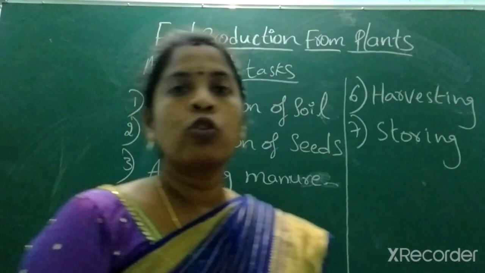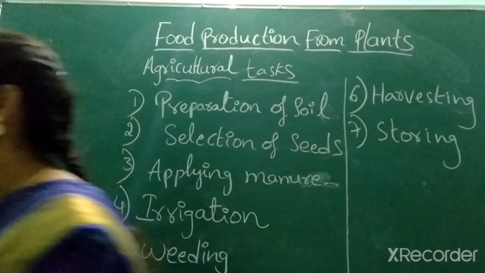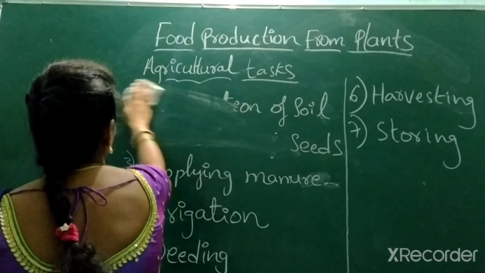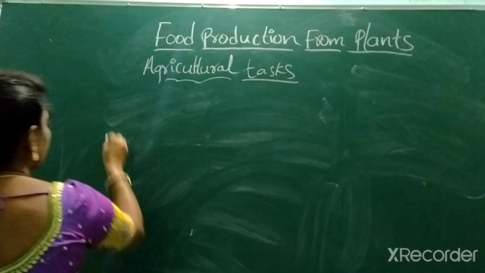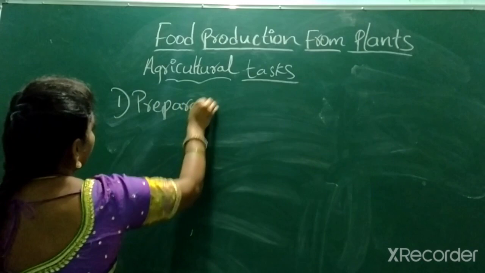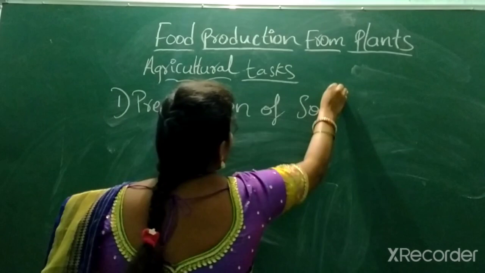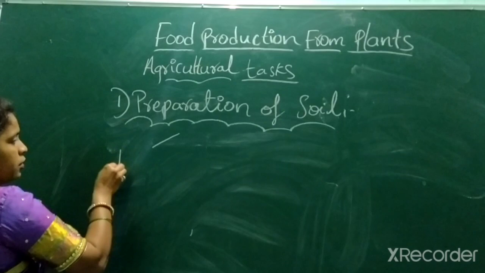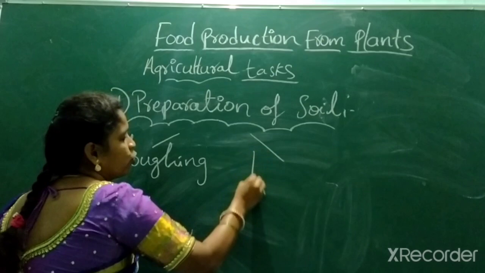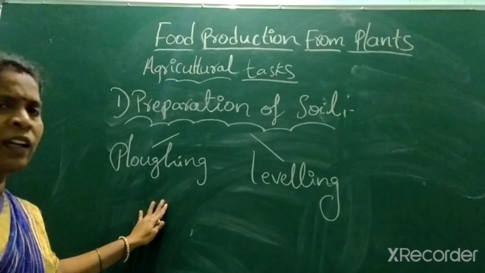Then we look at the first one, preparation of soil. How do they prepare soil? Number one, plowing. Number two, leveling. Plowing and leveling. First of all, we look at plowing.